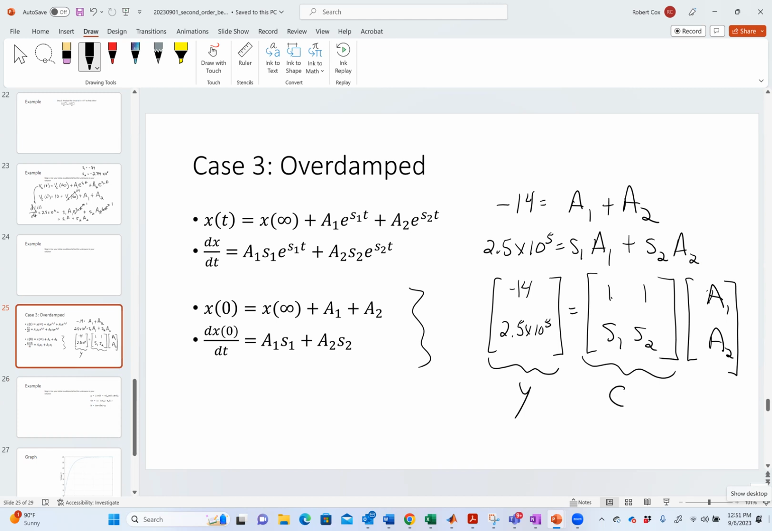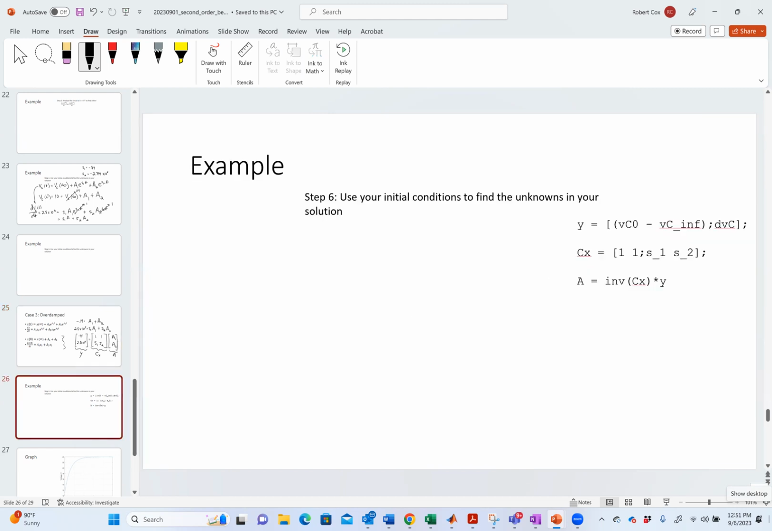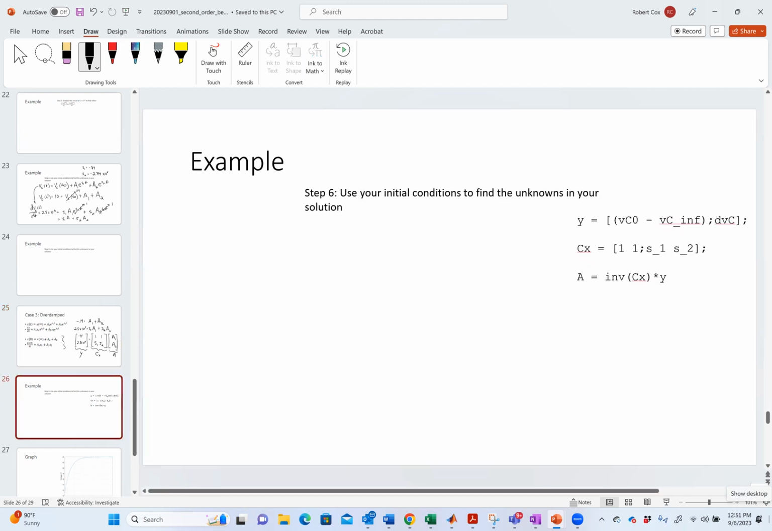I called this CX. And I called this A, I guess. Okay. And what I did was I left this, I guess, in terms of variables, but if you look at my numbers, this is the negative 14 and DVC is the 2.5 times 10 to the 5th. Okay. And I end up getting those A values by doing inverse of CX times Y, right?